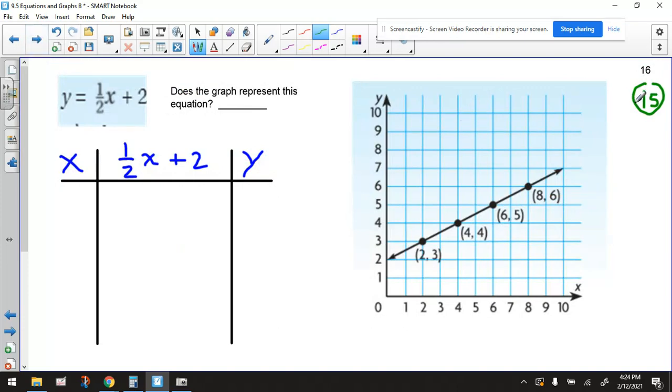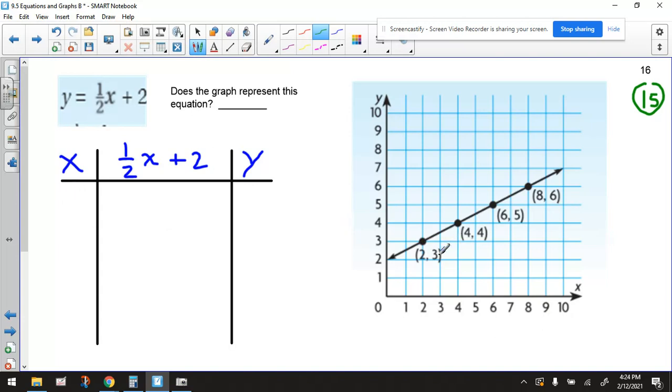All right, let's move along to slide, I think this is slide number 15. So this one does give you the idea of fractions, but I do want to remind you that taking half of x is the same thing as dividing it by 2. So let's take a look here. They want to know, does the graph represent the equation? So what we would want to do is we'd want to take our points here that are given.